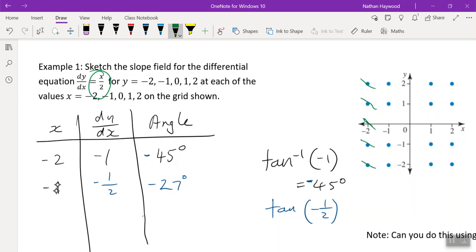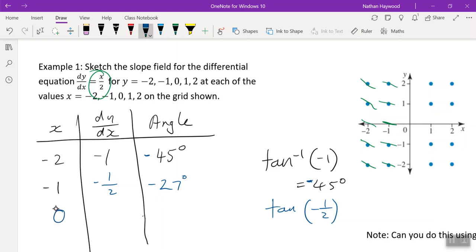We'll go to this one, x equals -1. It is 27, which is rise of 1, run of 2. So it's that angle there. It looks a bit like that. And it doesn't matter what the y is, they're all going to be the same slope.